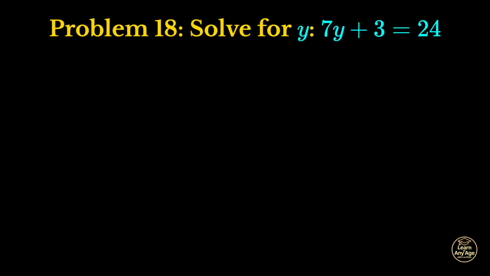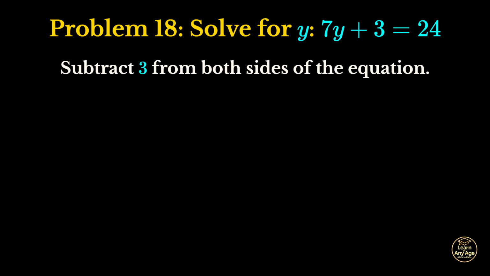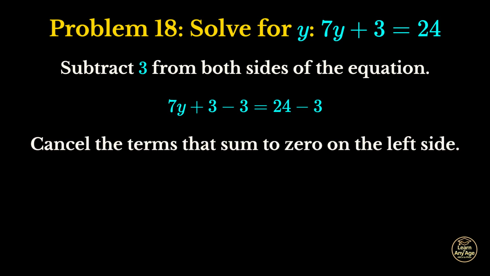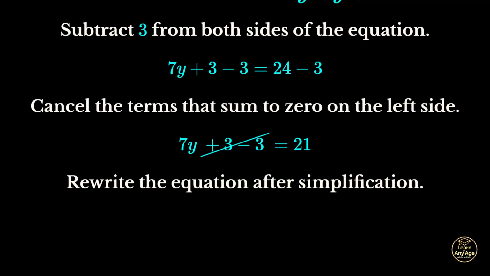Problem 18, solve for y, 7y plus 3 equals 24. Subtract 3 from both sides of the equation. 7y plus 3 minus 3 equals 24 minus 3. Cancel the terms that sum to 0 on the left side. 7y plus 3 minus 3 cancelled out equals 21.